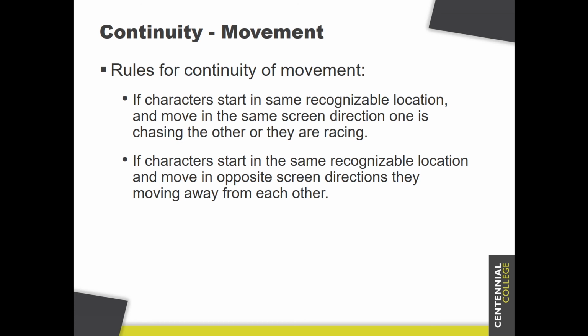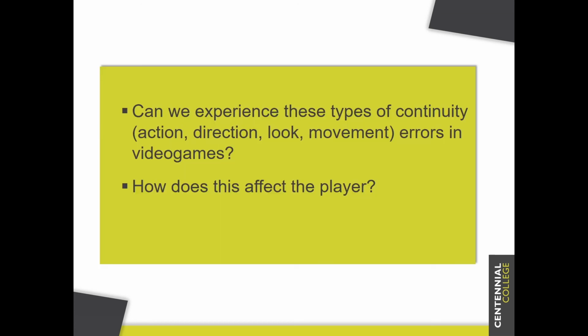Okay, so screen direction will tell us what's happening within the scene as far as convention is concerned. Now again, we've talked a lot about the idea of film. Can we have this issue as far as action, direction, look, movement, position, that kind of thing? Can we have that same kind of error within video games? And how does it affect the player? Well, the answer is absolutely. We can still have the same errors that occur within video games. Sometimes they can be used to our advantage and sometimes to our disadvantage.